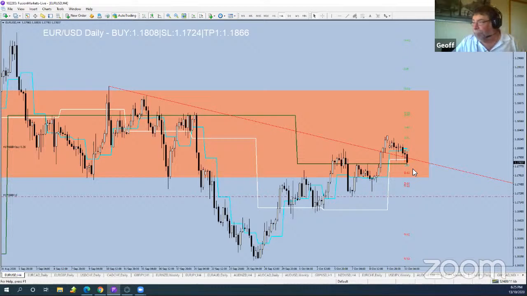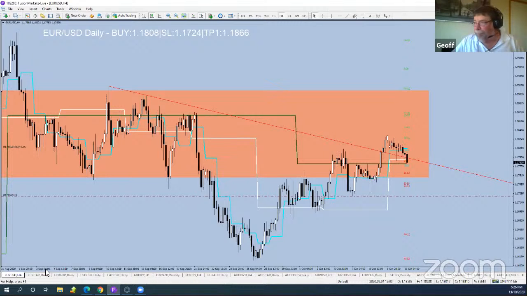That's better. So it looks like a false break to me at this point. So for me to stay in this trade, this candle has to close above the weekly pivot or above the trade line, one of those two. Otherwise, I will close. I'll cancel. I'll close it. Won't cancel it because I'm already in the trade. So that is euro dollar.